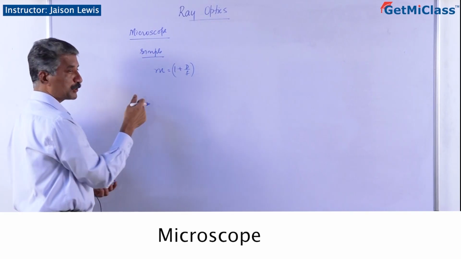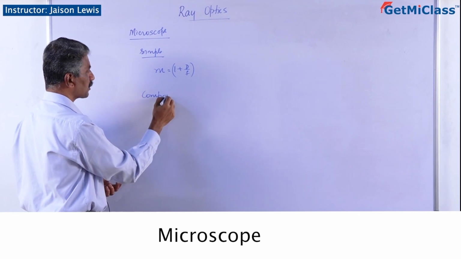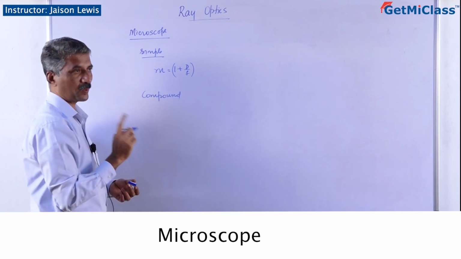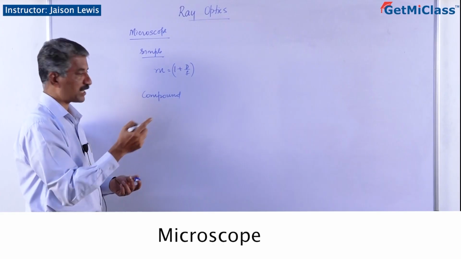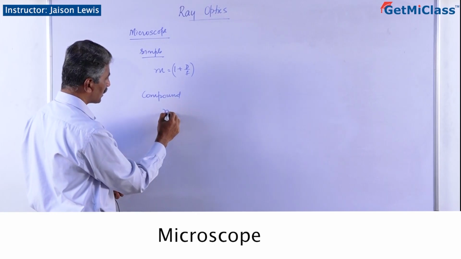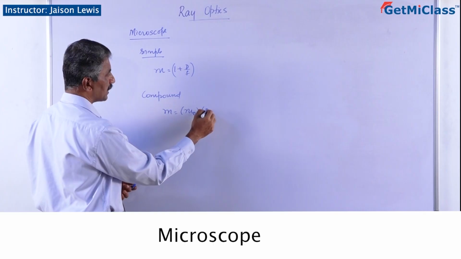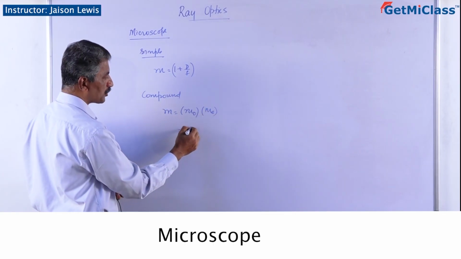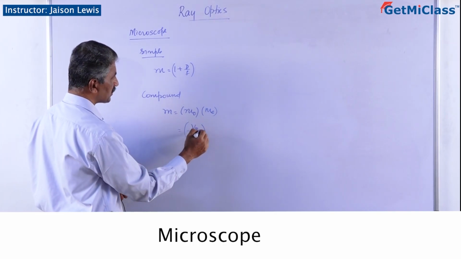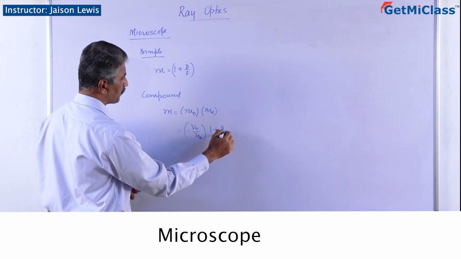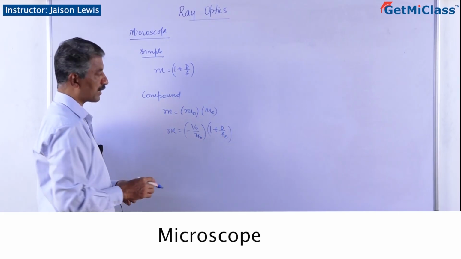Instead of that, if two lenses are used, then it's called a compound microscope. And in the case of a compound microscope, we have two lenses. One lens is near the object, called the objective; the other lens is near the eye, called the eyepiece. Therefore, the total magnification is the product of the magnification produced by the objective as well as the eyepiece. For the objective it is given by V0 by U0, and for the eyepiece it is 1 plus d by f, where f is the focal length of the eyepiece. This gives the magnification of a compound microscope.